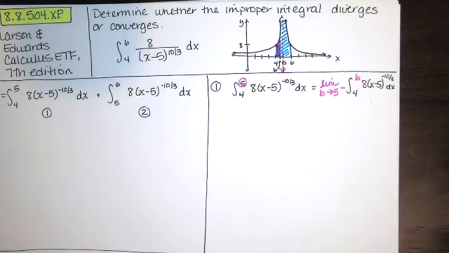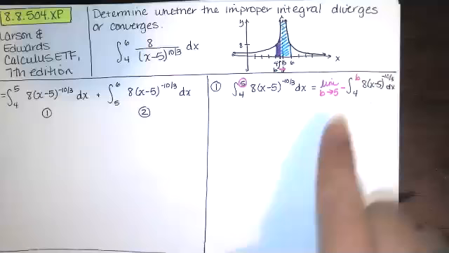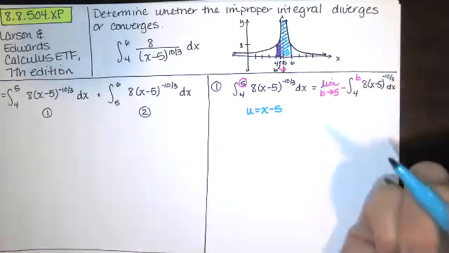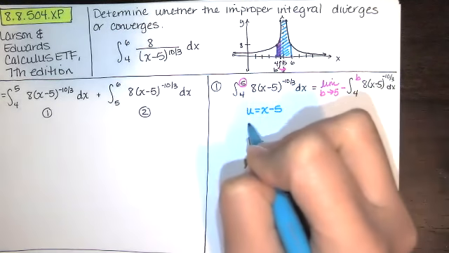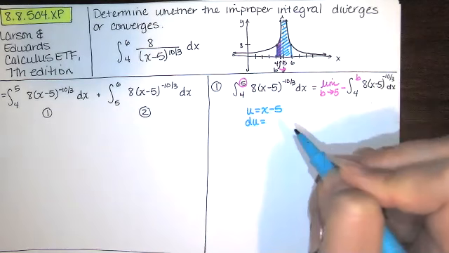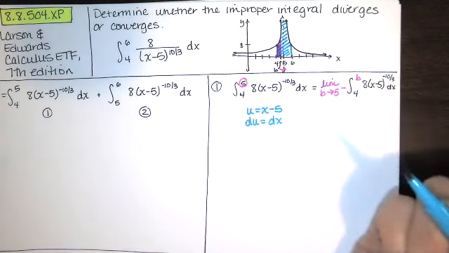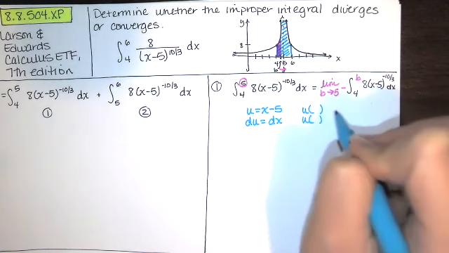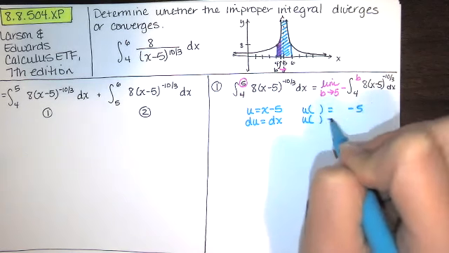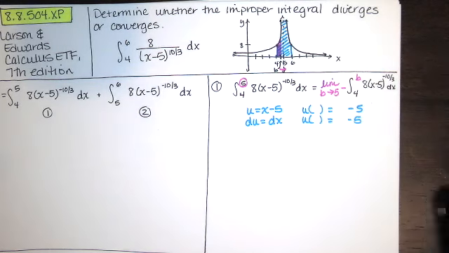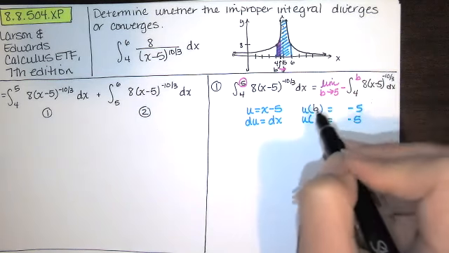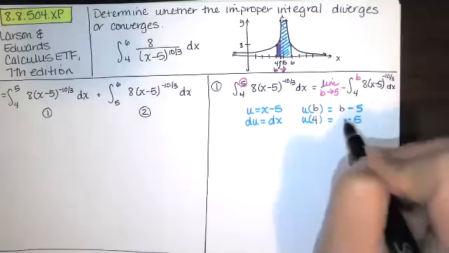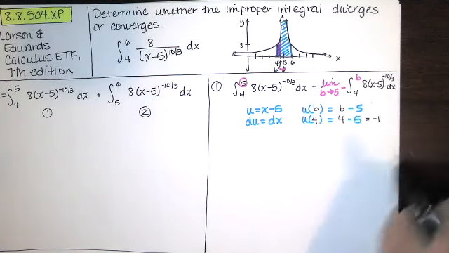In order to evaluate that definite proper integral, we'll use the fundamental theorem of calculus. It requires a u substitution. Let's let u equal x minus 5. du is the derivative of that times dx, so we just have a 1 dx. And then we also need some new bounds. To find the new bounds, you just take the old bounds and substitute them in over here. So when x equals b, u is going to be b minus 5. When x equals 4, u is 4 minus 5, which is negative 1.